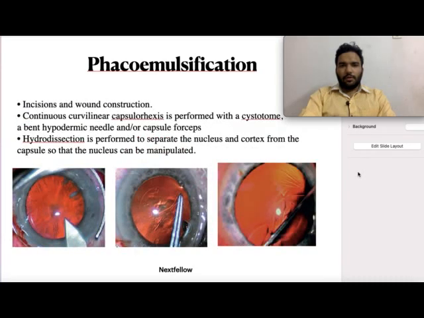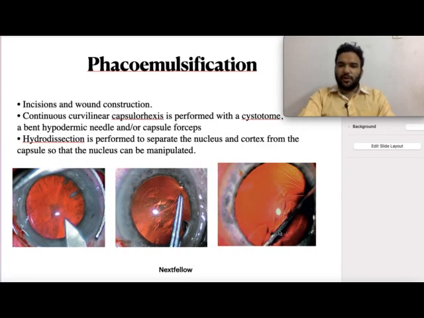So now we need to know that the standard surgery is phacoemulsification, and what the steps involved are. First we put an incision and then wound construction. This is how it is done. Then we remove the capsule, that is continuous curvilinear capsulorhexis, CCC we say, with a keratome or with Utrata forceps. We do that, and then hydrodissection. This is how it is done.